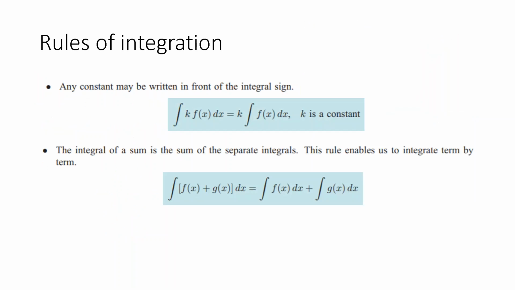Pretty simple. Let's see some rules of integration. For example, if there is a constant, it can be written in front of the integral sign. Similarly, the integral of a sum is the sum of the separate integrals, and this rule enables us to integrate term by term. So for example, if you have two areas that are next to each other, you can integrate them separately and add them together rather than integrating them all at once.